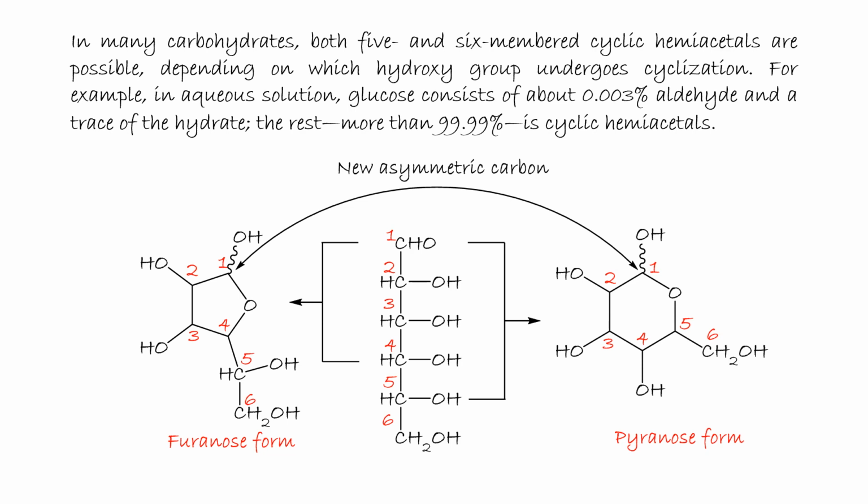In many carbohydrates, both 5 and 6-member cyclic hemiacetals are possible, depending on which hydroxyl group undergoes cyclization. If the OH on carbon 4 attacks the carbonyl, we get once again the furanose form. Remember, this is a new asymmetric carbon. If the OH on carbon 5 attacks the carbonyl, we get the pyranose form, a 6-member ring, and once again this carbon is an asymmetric carbon.